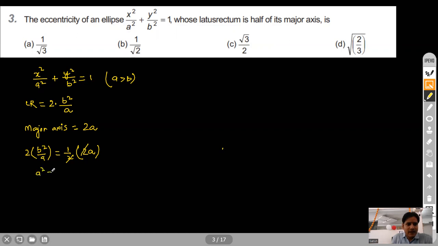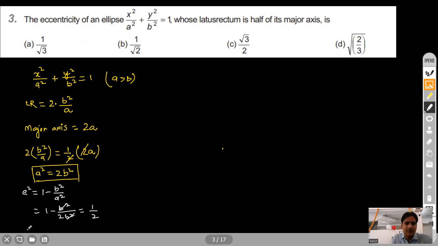we get, cross multiplying, a square is equal to 2b square, right? And we know for this ellipse, eccentricity square is equal to 1 minus b square upon a square. So 1 minus b square, I'm writing as it is, and I'm writing a square as 2b square. So this b square term will get cancelled out. And from here, we get e square is equal to half. So our eccentricity will be 1 by root 2.